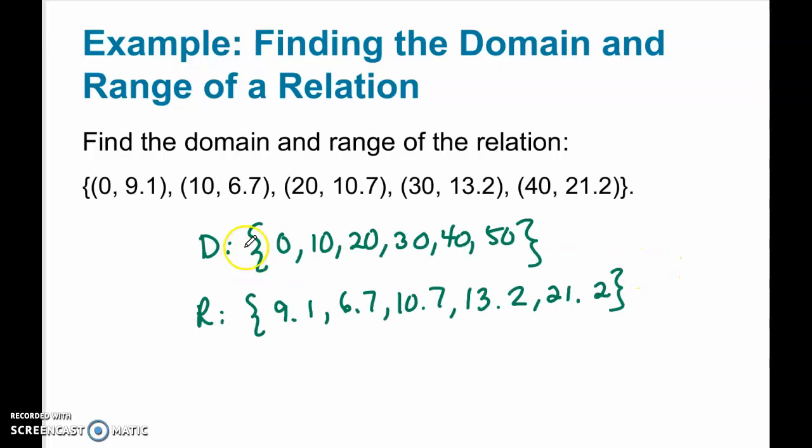So this is how you should have answered this problem. The domain is the first component of each ordered pair. Notice how I've separated them with commas and put braces around the outside of the list. And then the range is the second component of the ordered pair. Again, you could put them in ascending order from smallest to highest. You don't need to though, but each number is separated with a comma.